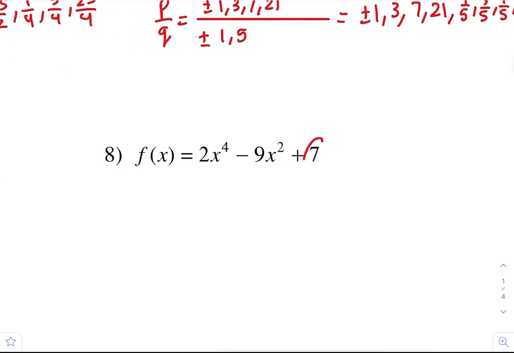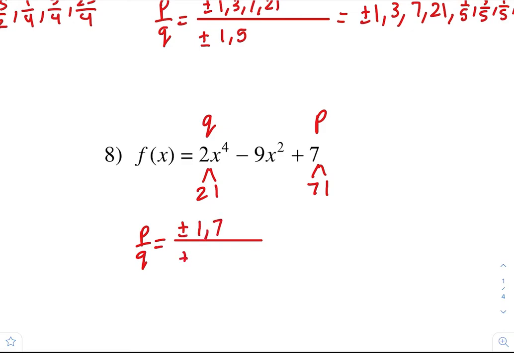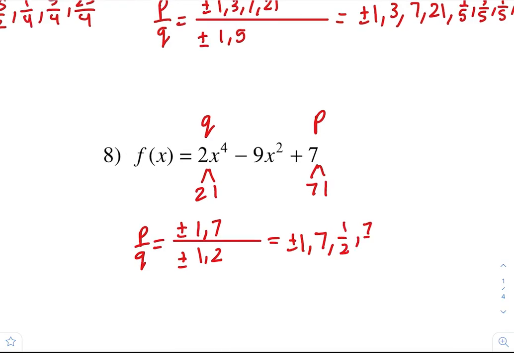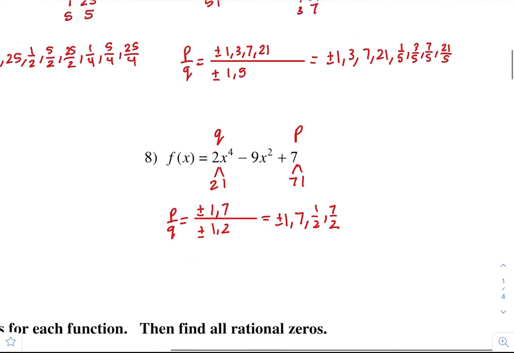And lastly, our constant term is 7, so that's our p, leading coefficient q. Factors of 7: 7 and 1, factors of 2: 2 and 1. P over q list, so plus or minus the factors of p, which was 1 and 7, factors of 2, 1 and 2. To find our possible rational zeros, so 1 over 1, plus or minus 1, 7 over 1, 7, and then you gotta do the other one, plus or minus 1 over 2, which is 1/2, 7 over 2, 7/2. And that's how you guys find your possible rational zeros.